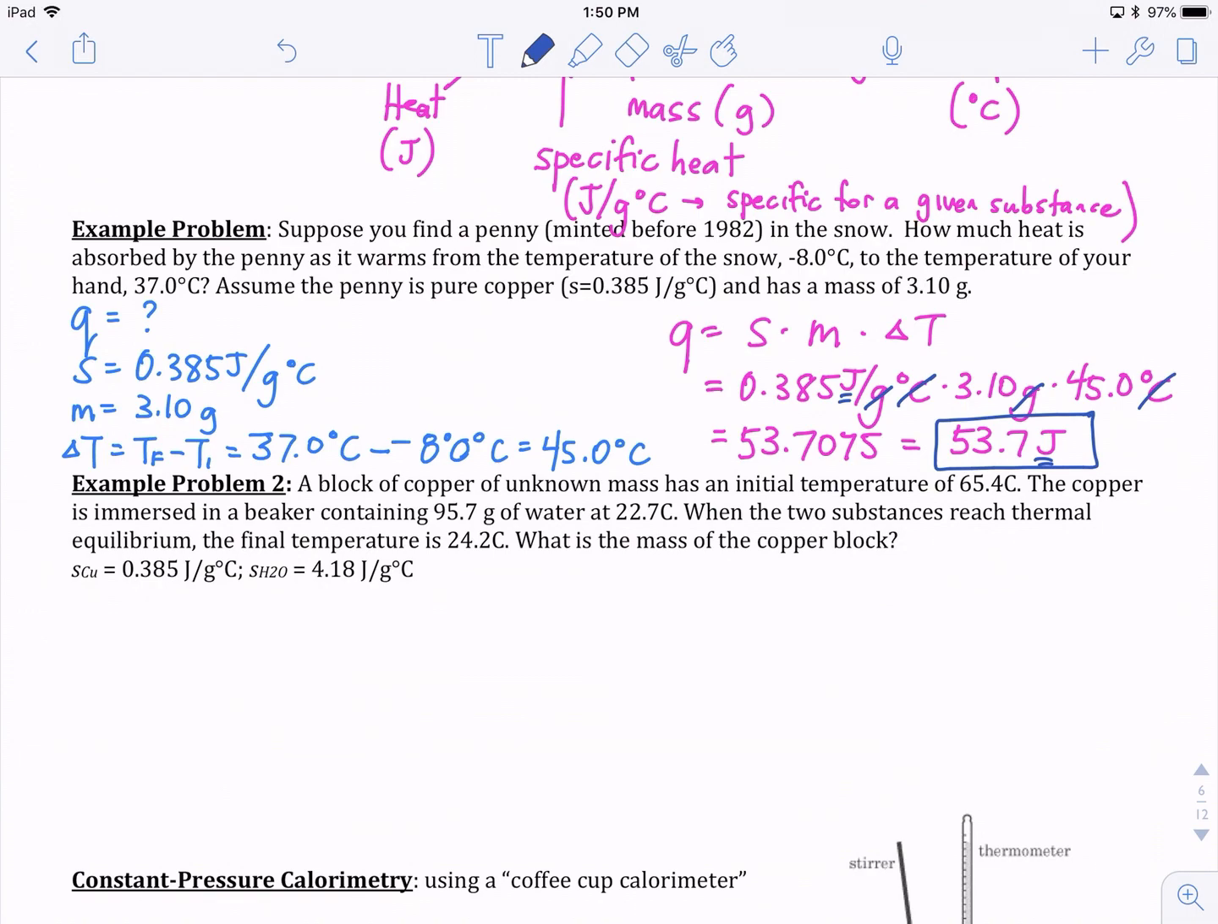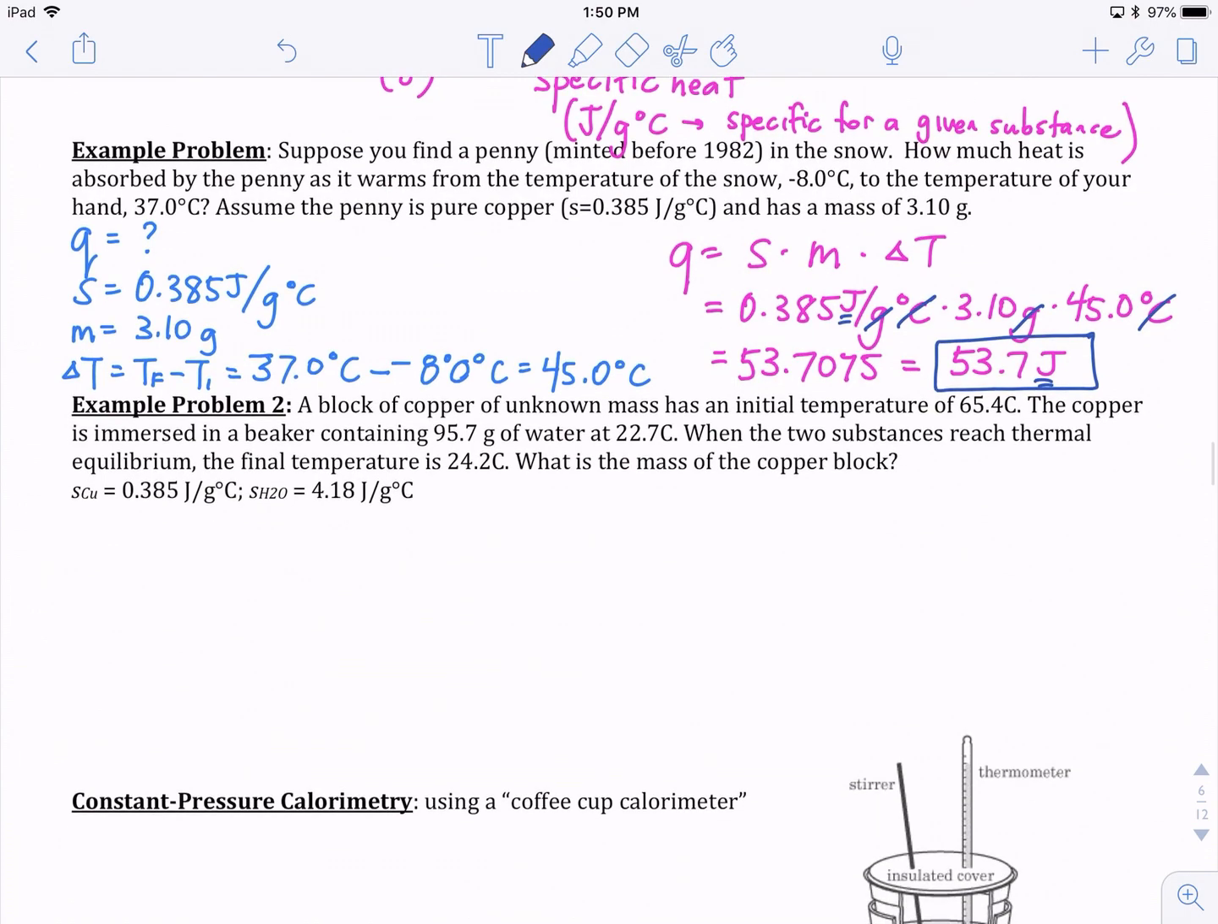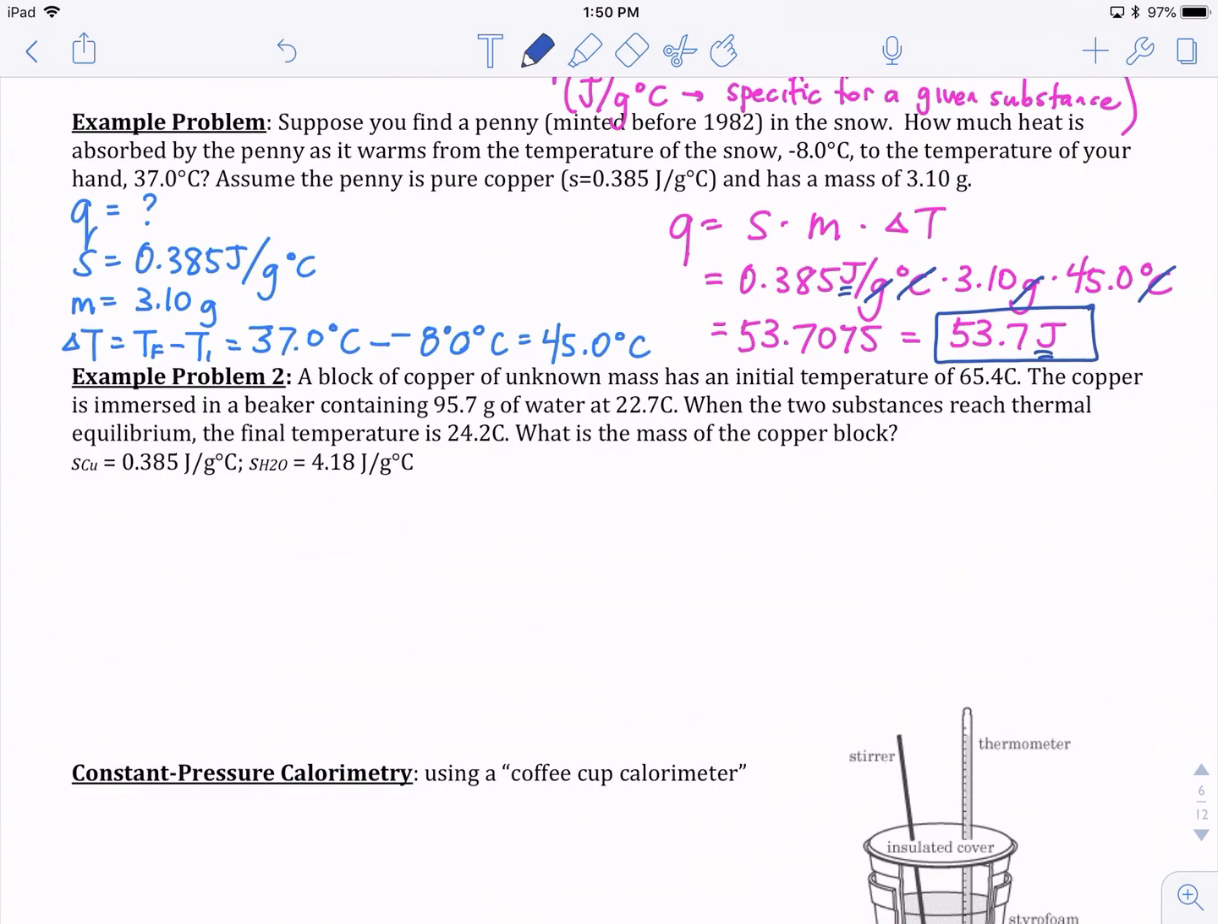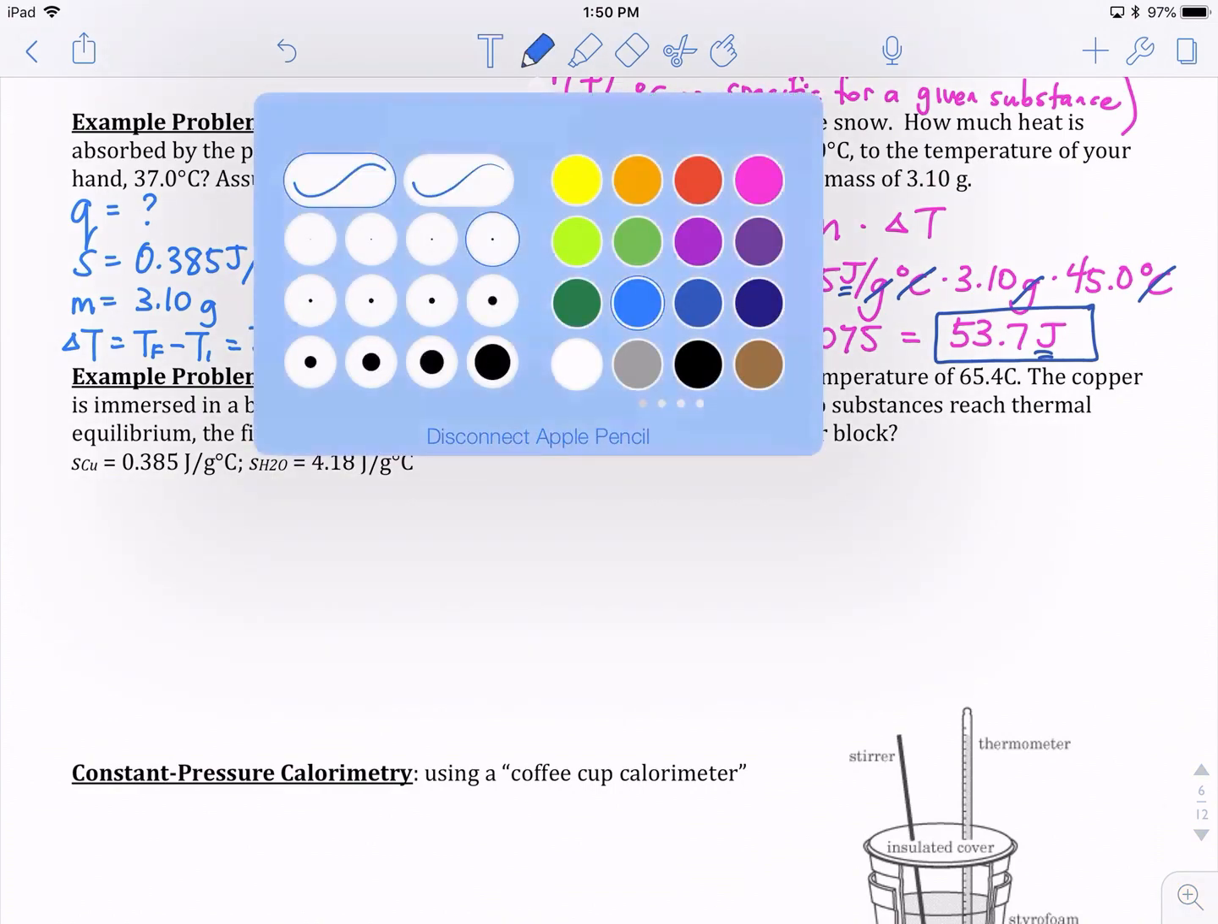That's why your hand feels cold, because you're actually putting energy into the penny, and that's removing energy from your hand, and that's why you feel that sensation of this penny, it's cold. That's what's happening. So that's a pretty simple, straightforward equation to use. It's plugging in the right numbers that are going to get you where you need to be. Let's just head on to example 2 and see what that looks like.